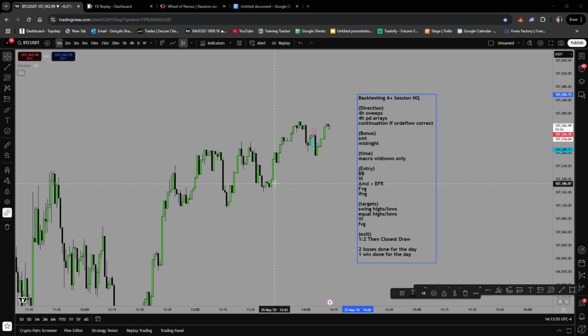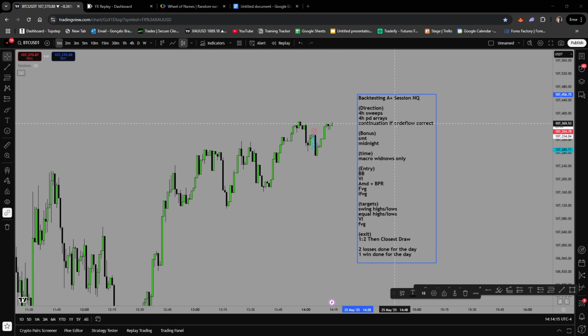The directional bias will be determined by the 4-hour mainly. Now there's two variants that we do utilize. We use the previous 4-hour candles lows and highs to find sweeps. We do also mark out the closest bearish and bullish PD array, okay, because we don't want to be sweeping into a bullish fair value gap.